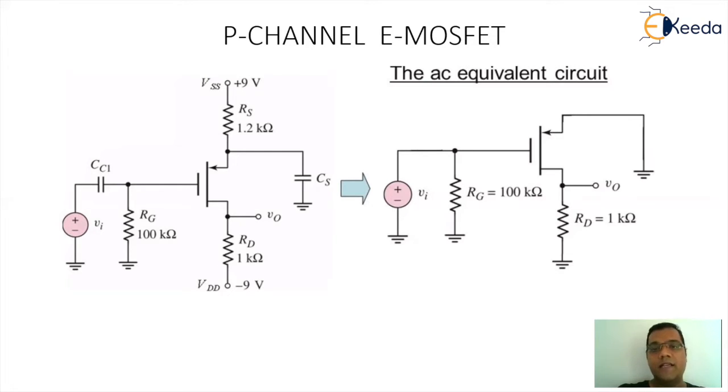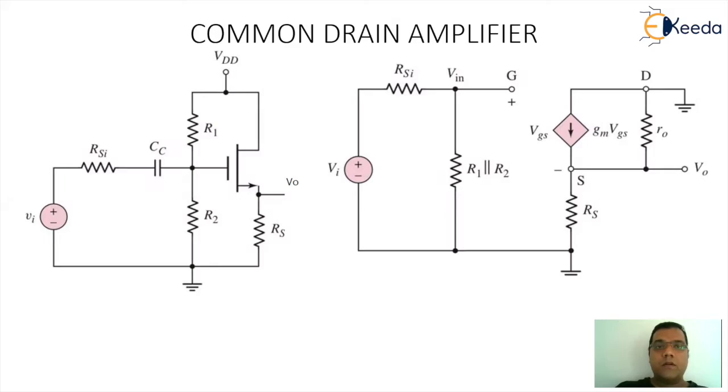So when we go for the AC equivalent, you will automatically see the source terminal getting grounded, the input side having Rg and Vi, the output side having Rd and Vo terminal. The device should be replaced by the AC equivalent, and in the AC equivalent, we have to ensure that the direction of current is opposite to what we have used in the model of N-channel E MOSFET.